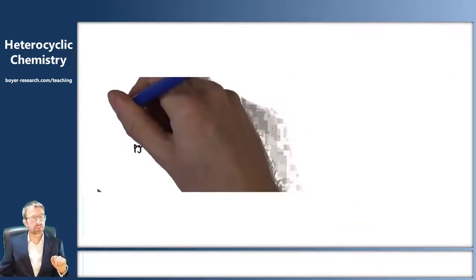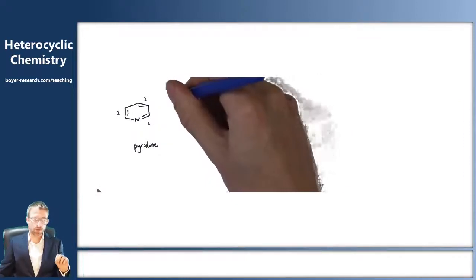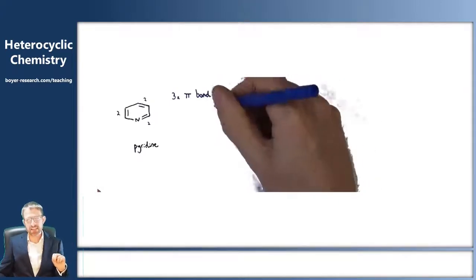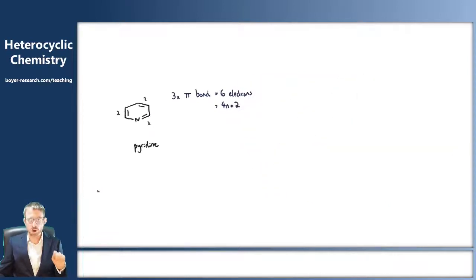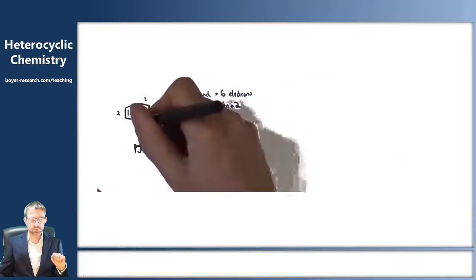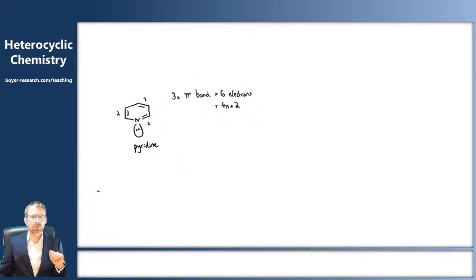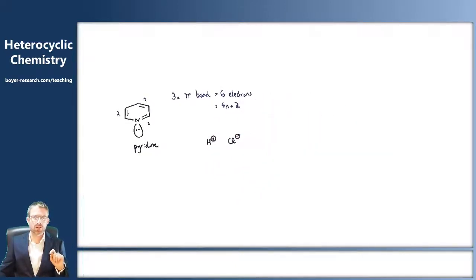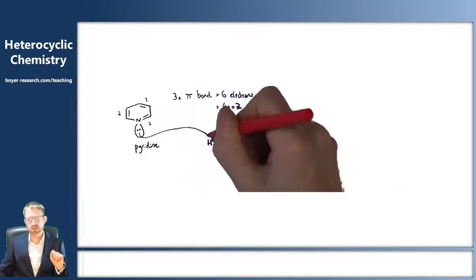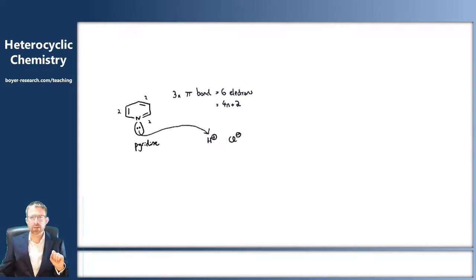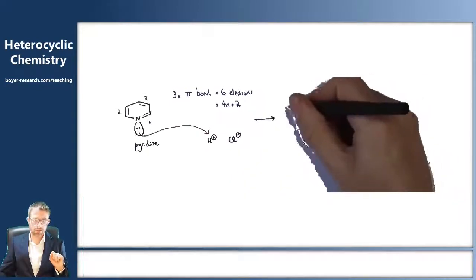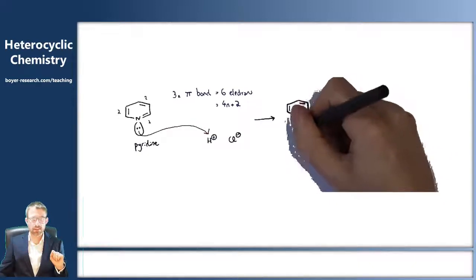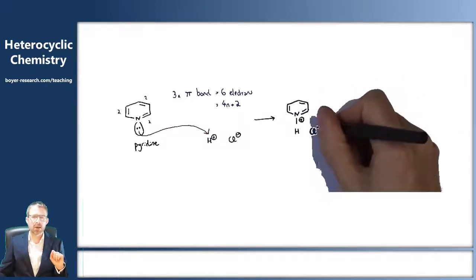For example, if we start off with a pyridine, we have those 3 bonds for the aromatic ring, giving us our 6 electrons. That means the nitrogen lone pair is not involved in the aromatic system. So if we introduce a good electrophile, something like HCl, so an acid, then the lone pair will react with our H plus in our acid. That will give us the pyridinium salt, where we have NH plus in our 6-membered aromatic heterocycle with a Cl minus counterion.